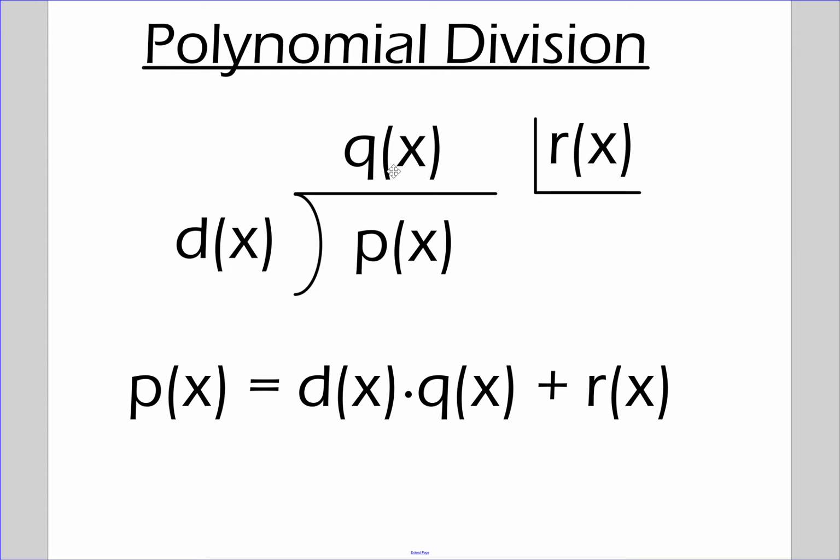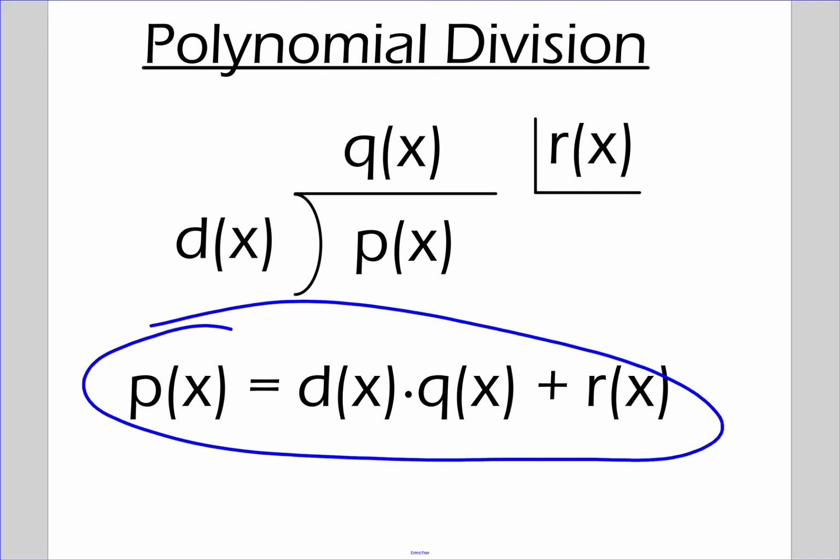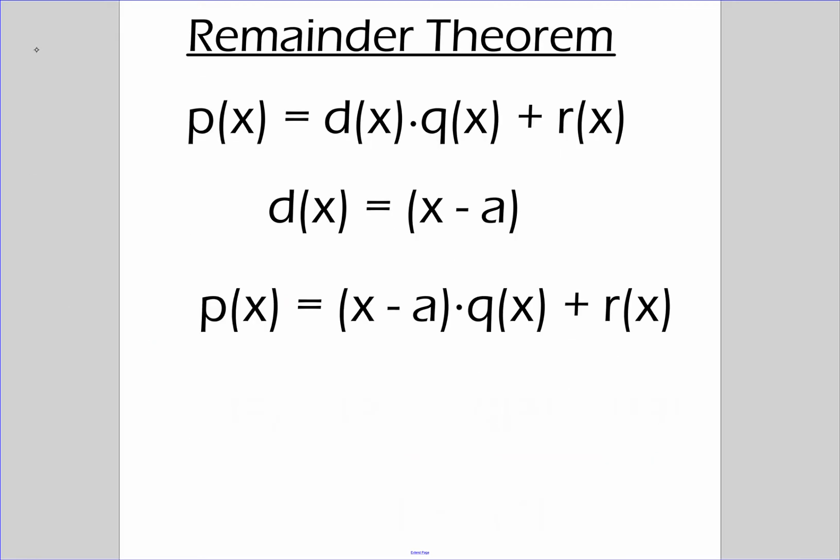So what we know is that we can take the product of the divisor and the quotient and add the remainder back to it to get our original polynomial. Okay, and reverse that process of division, right? And that gives us this equation right here. So if we think about a polynomial in these terms and start from there, that's where we get the remainder theorem.